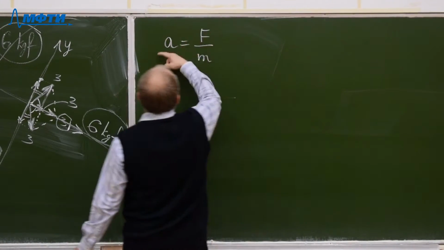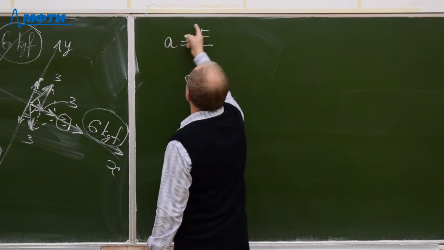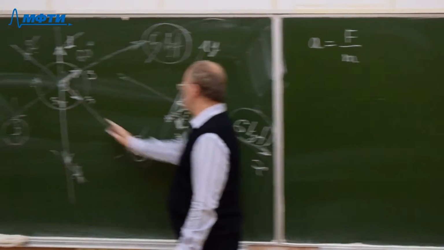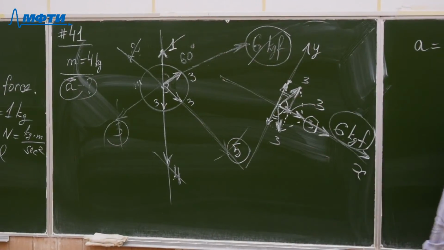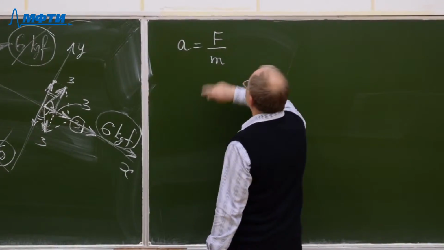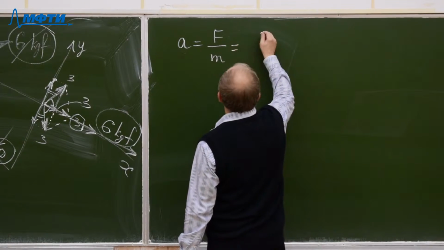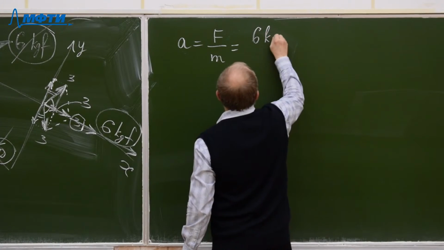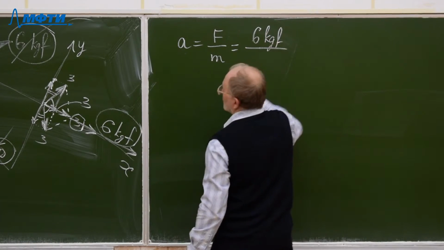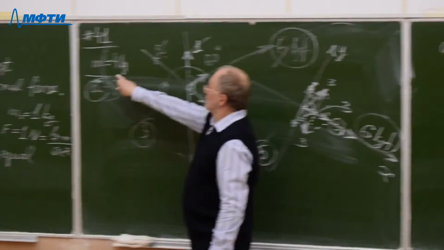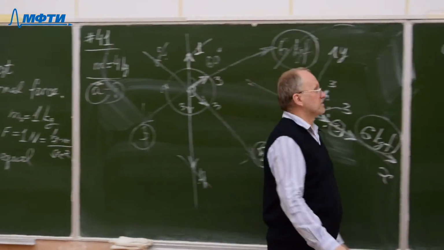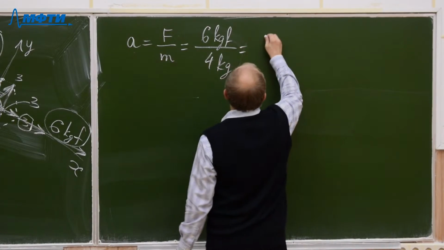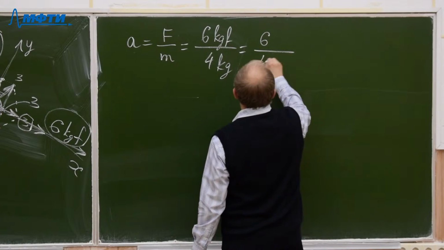I omit the sign of vector here because we have already found the direction, and we don't have to talk about the direction. We have established it. So we're now talking about the magnitude of acceleration. The magnitude will be the magnitude of vector F, which is 6 kilogram forces over the mass m, 4 kilograms. So we have 6 over 4.